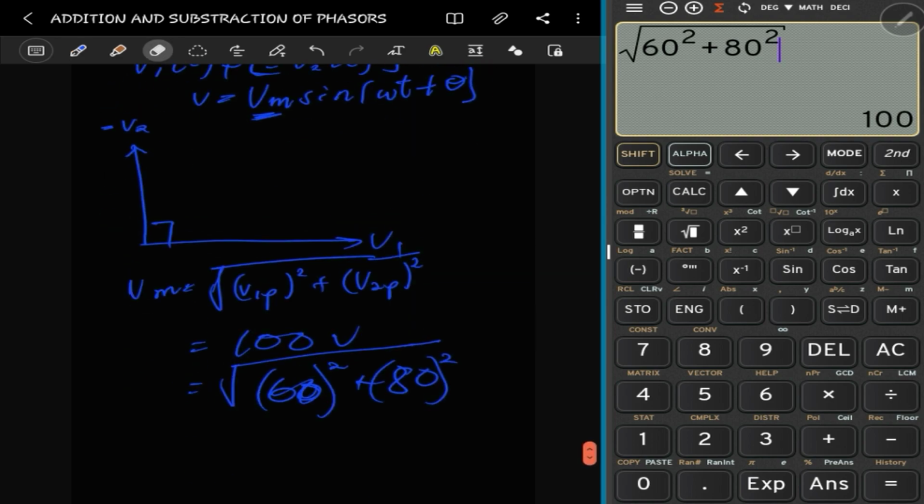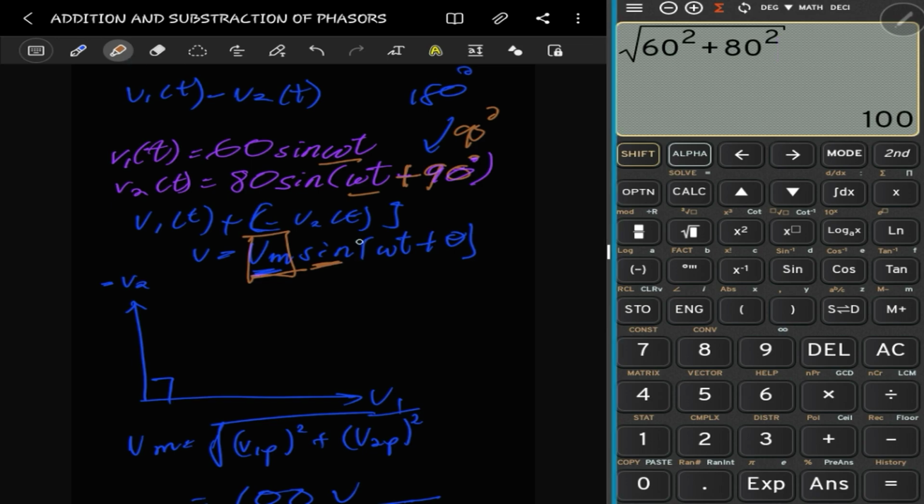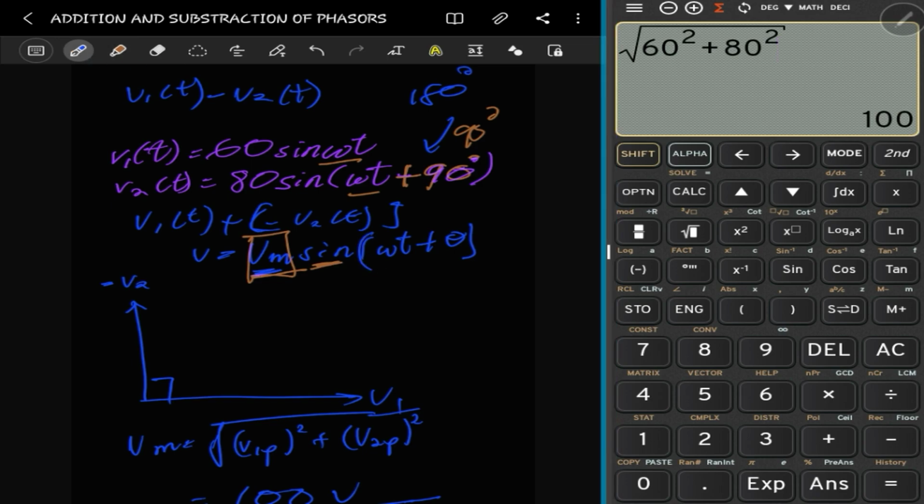Okay, so now that we have this, there's a general form. We found the Vm, the peak value. Then we know it's a sine wave. The addition of sine waves will be a sine wave. The next thing will be to find the phase difference, or the phase angle.